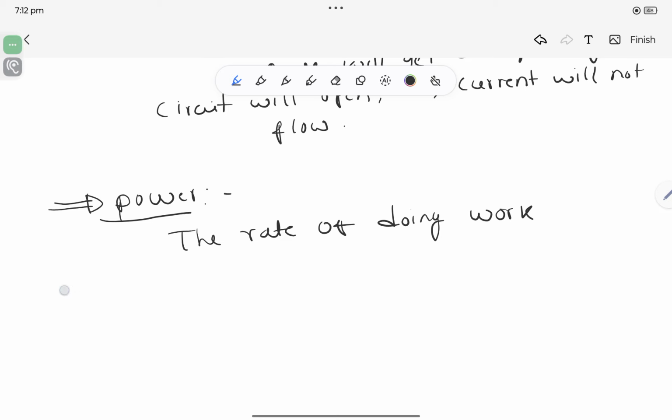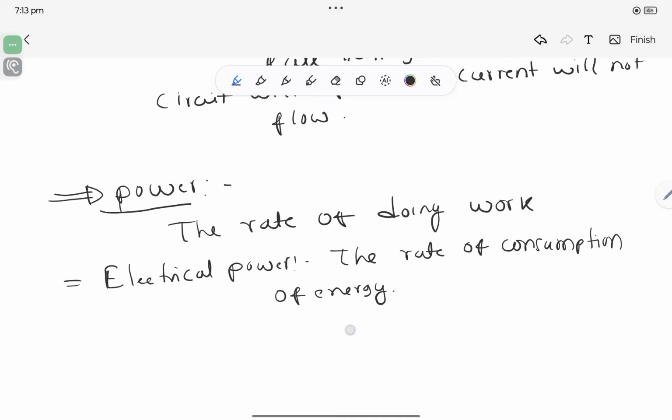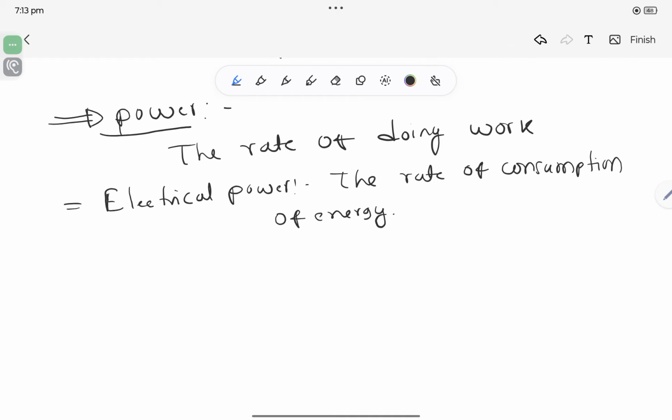So what is electric power? The rate of consumption of energy. So from this we already derived the formula. What is that formula? P is equal to V into I.